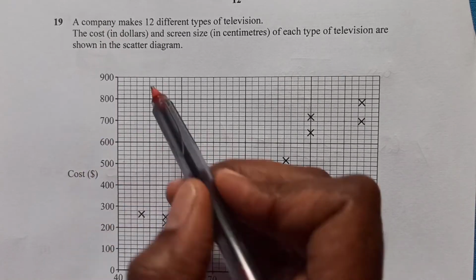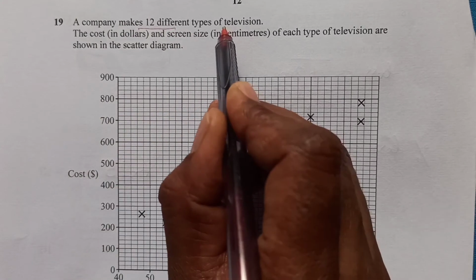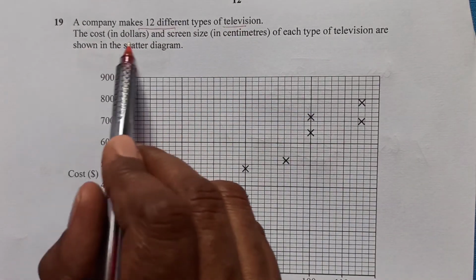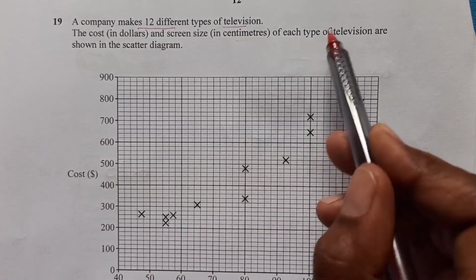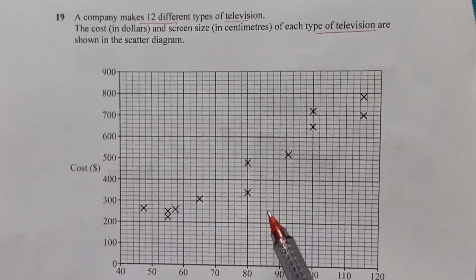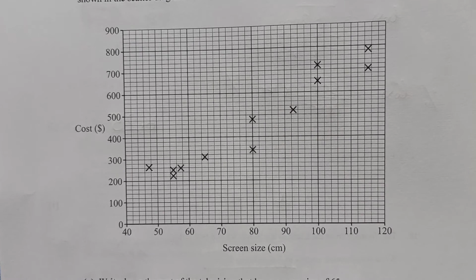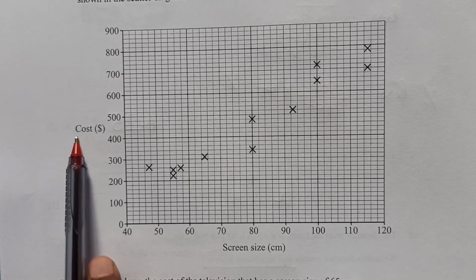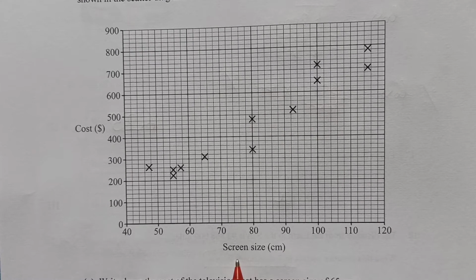A company makes 12 different types of televisions. The cost in dollars and screen size in centimeters of each type of television are shown in the scatter graph. You can see the scatter graph here. So we have cost this side in dollars, and along the x-axis we have screen size in centimeters, right? So write down the cost of the television that has screen size of 65 centimeters.